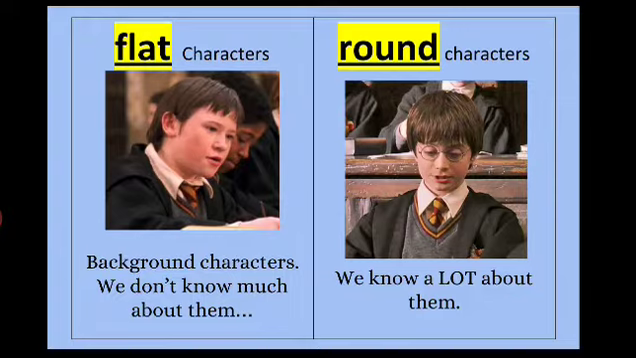Next, on the opposite end of that spectrum, we have round characters. So we know a lot about them. We know their personality, we know their age, we know their background, we know what types of things they think about or struggle with. And so they're fleshed out, they're round in their personalities. Flat and round characters also have nothing to do with whether they're good or bad. It just is. Either we, the reader, know a lot about them, or we do not know a lot about them.